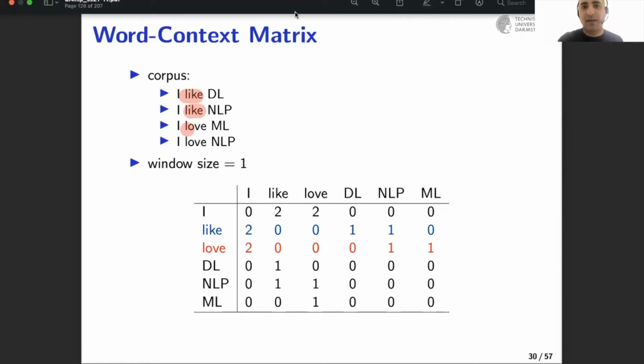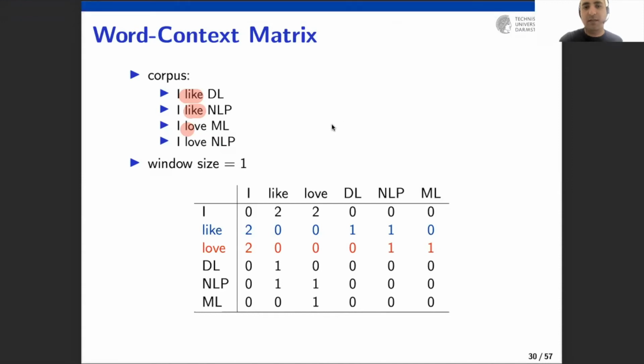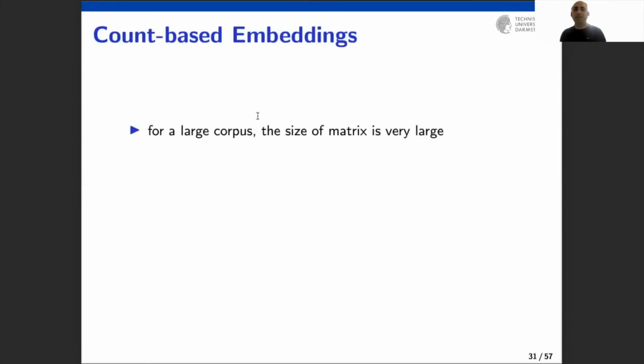Okay. So let me clear my drawings and now we can go forward. If we have a large corpus, this is called count-based embedding. For a large corpus, the size of the matrix is very large, right? Why is it large? Because the number of rows that you have is fixed, since it's equal to the number of words that you have in the vocabulary.